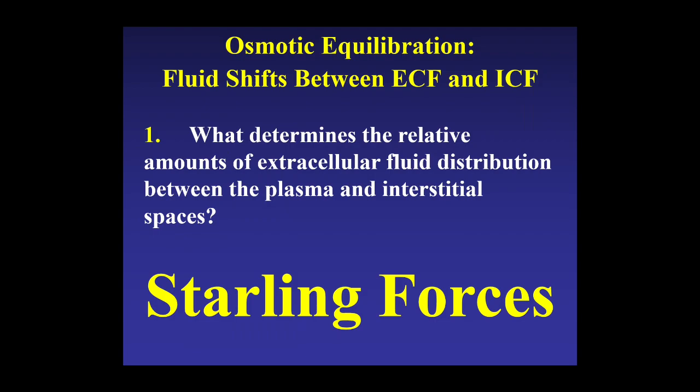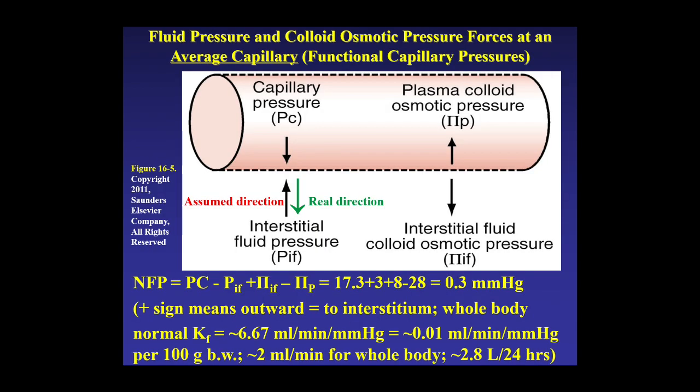And you remember these Starling forces, we have 4 of them, 2 hydrostatic pressure forces and 2 colloidal osmotic pressure forces. And the net filtration pressure is only 0.3 millimeters of mercury, favoring movement of fluid from the vasculature into the interstitium.